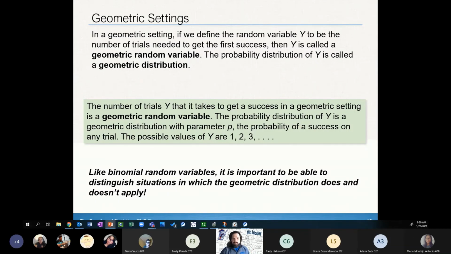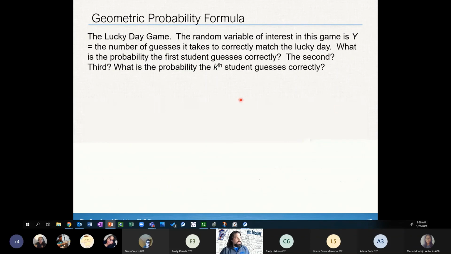Okay, so let's look at an example. We're going to consider the lucky day game. We have not seen this context, so I'll give you a brief rundown. A teacher plans to give 10 homework problems to the class. As an alternative, the class can agree to play the lucky day game. A student will be selected at random and asked to pick a day of the week, so they have 7 options, Monday through Sunday.